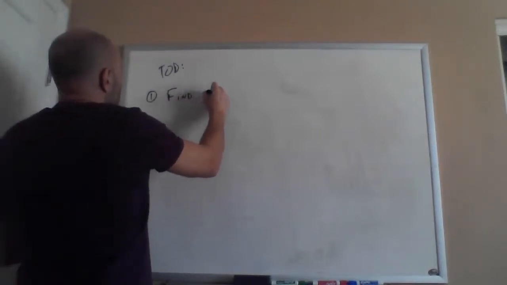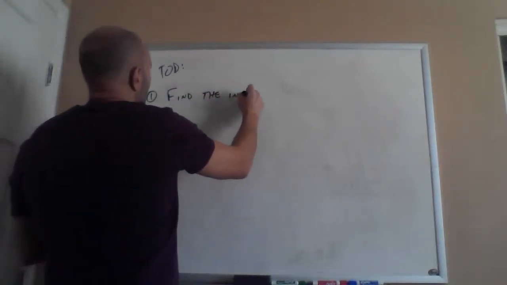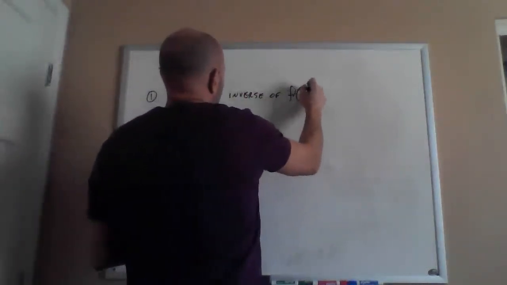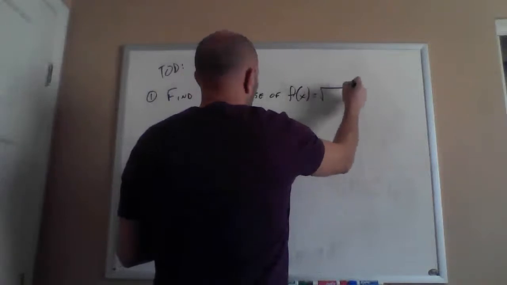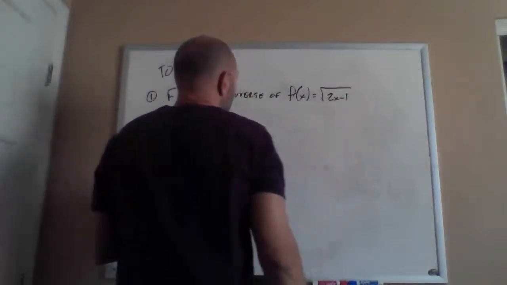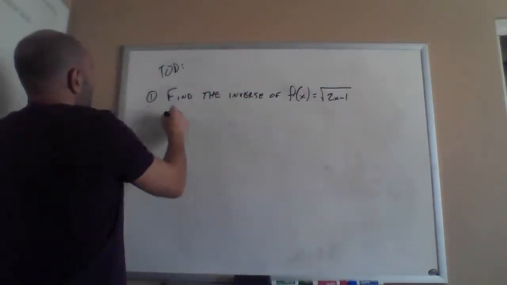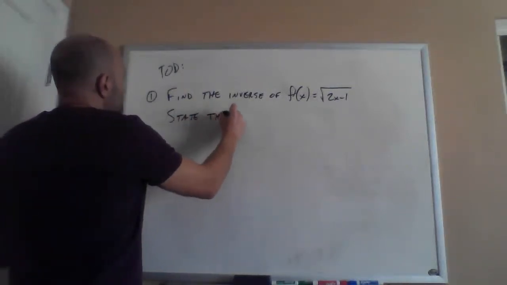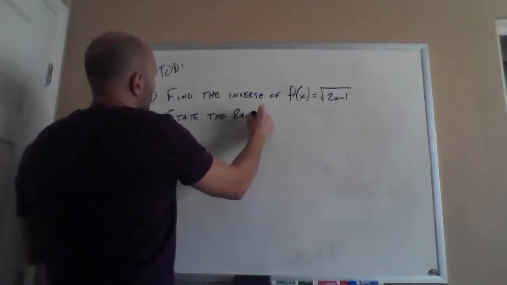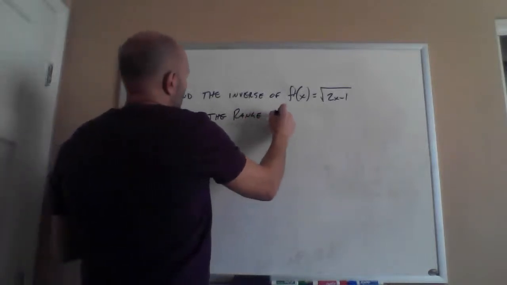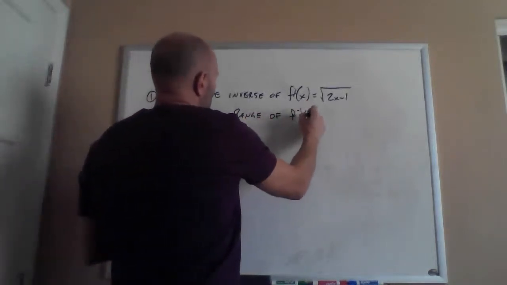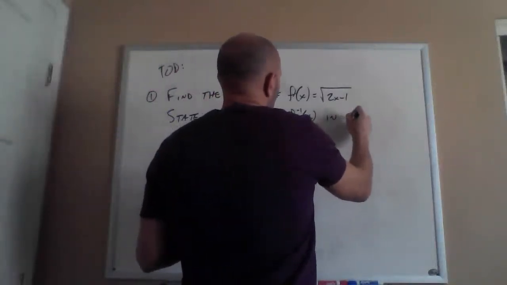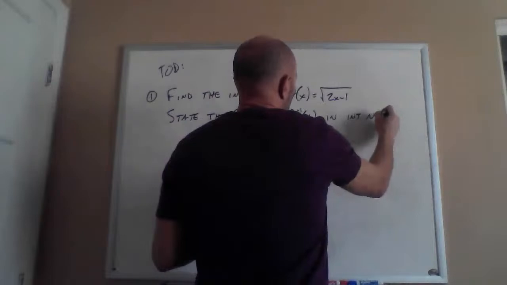is find the inverse of f of x is equal to the square root of 2x minus 1, and then state the range of the inverse function f inverse of x in interval notation.